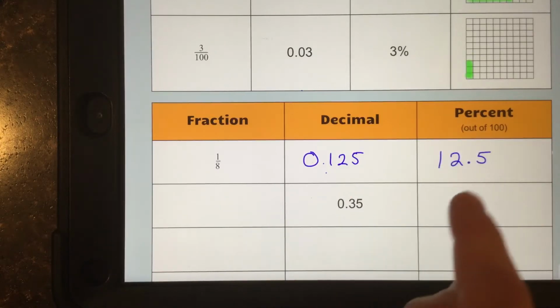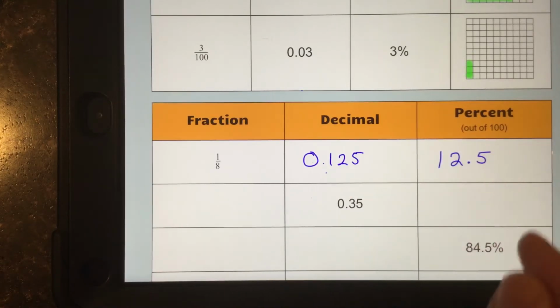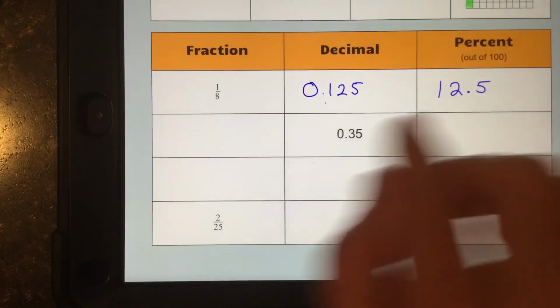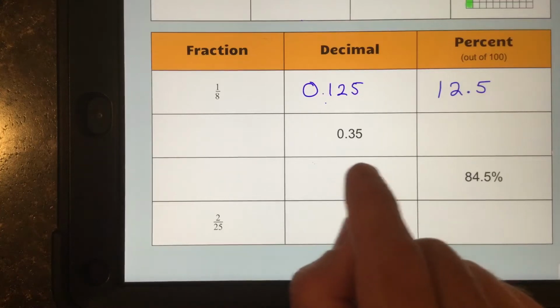Now when they have a fraction of a percent, or it's a percent greater than 100%, those get a little tricky, but don't let that first example scare you away here. This is pretty simple stuff.